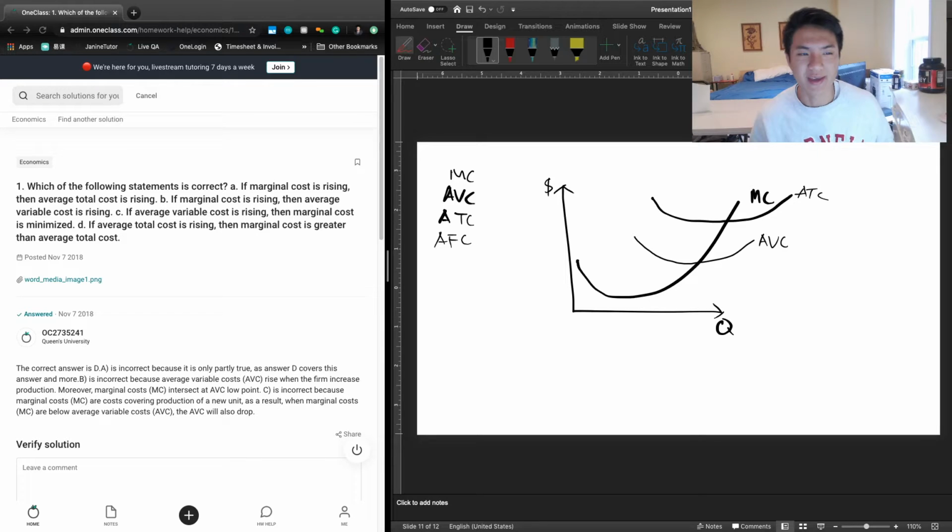Sorry, let me repeat that. So yes, now that we get the video up, we're going to take a look at the question right here. And so we have on the right the conventional graph we would see for cost curves, and let's take a look at which of these answer choices is right.